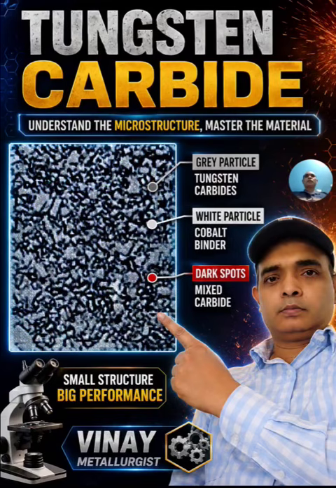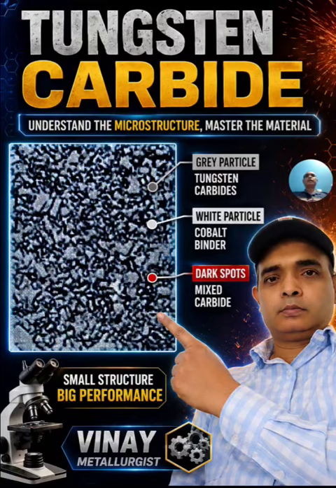Now we are going to understand why cobalt is added. Pure tungsten carbide particles cannot bond together by themselves. Cobalt melts during liquid phase sintering and fills the gaps between carbide particles. It acts like a glue holding the tungsten carbide grains together. Now we are going to understand the benefits of cobalt. Cobalt improves toughness, better impact resistance, reduces brittleness, increases transverse rupture strength.